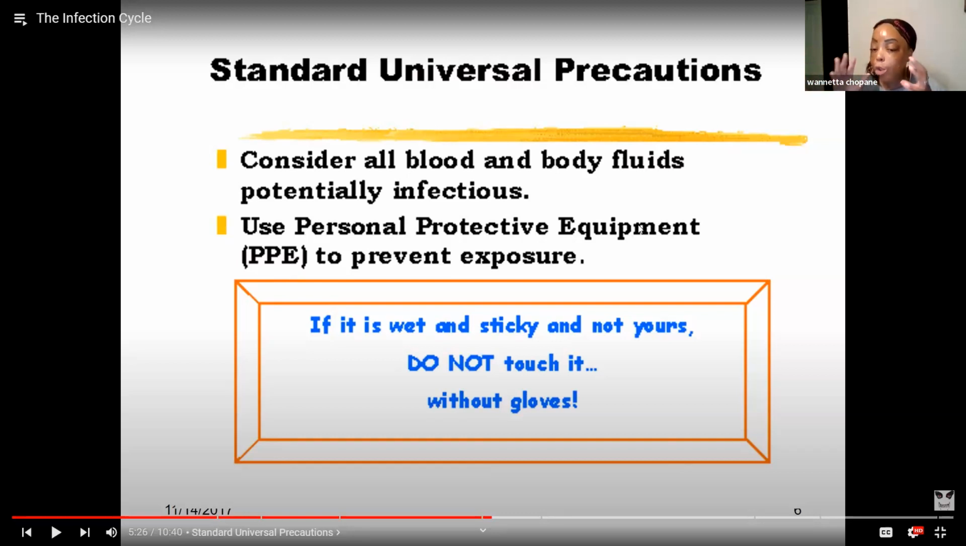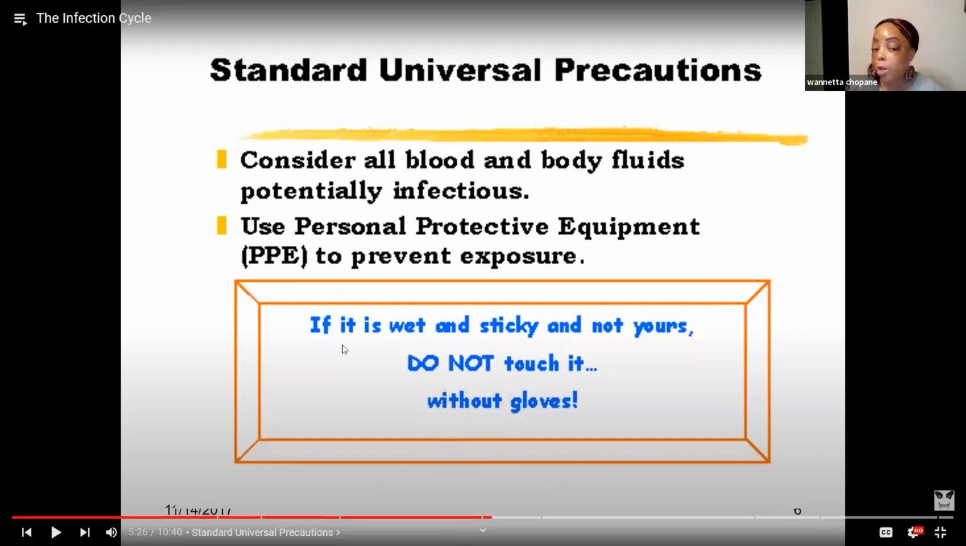But right now, I want you to soak in that first thing is that we use standard universal precautions. And if it helps you, standard and universal means general. So that should help you to remember as a whole, all standard universal precautions. Again, consider all blood and bodily fluids potentially infectious, okay?